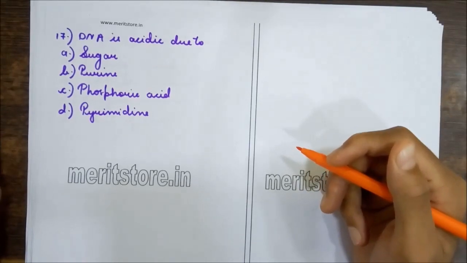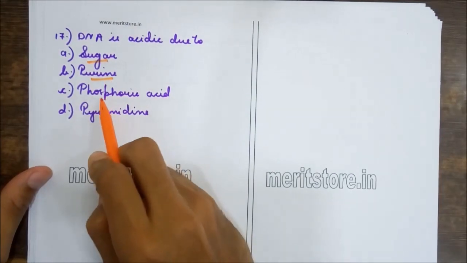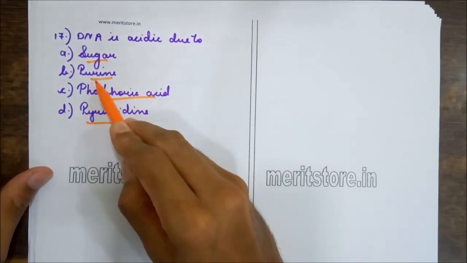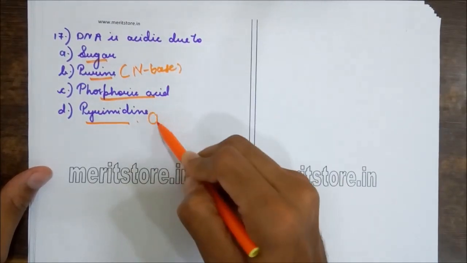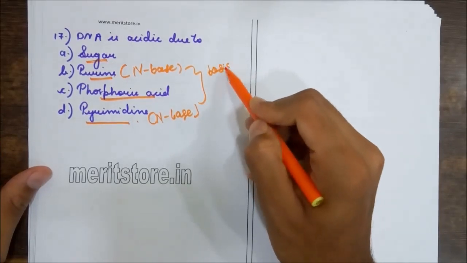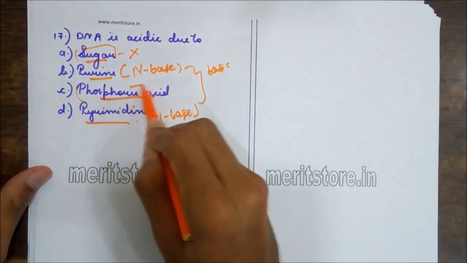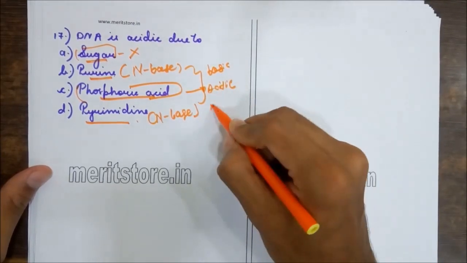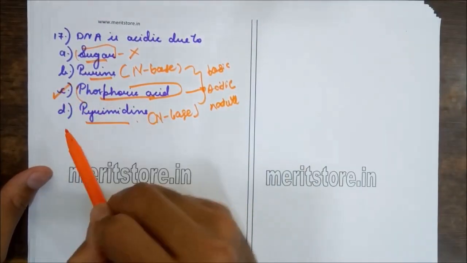Question number 17, stating DNA is acidic due to option A, sugar, option B, purines, option C, phosphoric acid, and option D, pyrimidines. First, let us rule out the incorrect options. Purines and pyrimidines are nitrogen bases. They are basic in nature. Sugar is also ruled out. Remaining is phosphoric acid, which gives DNA its acidic nature. So option C is the correct answer.